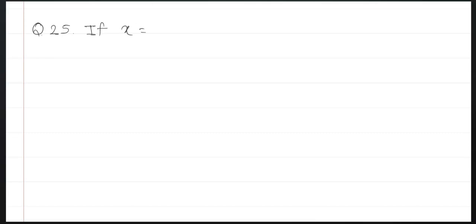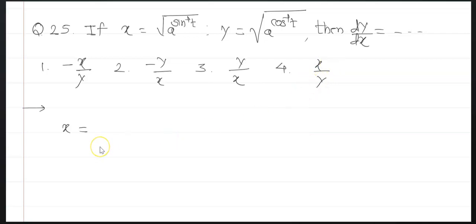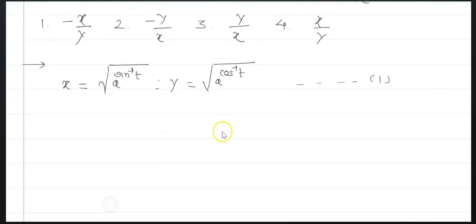Question number 25. If x is equal to root of a raised to sine inverse of t, y is equal to root of a raised to cos inverse of t, then find dy by dx. The options are minus x upon y, minus y upon x, third is y upon x, and fourth is x upon y. x is equal to root of a raised to sine inverse of t, y is equal to root of a raised to cos inverse of t.